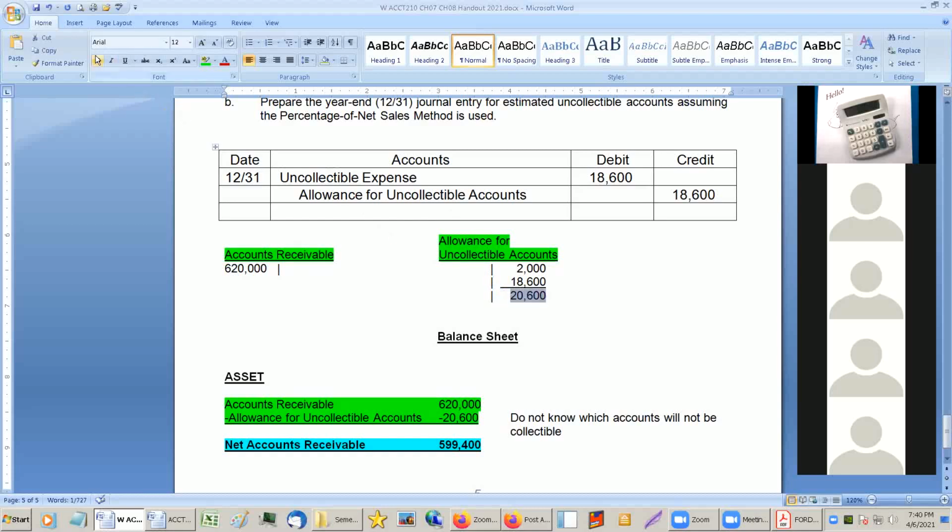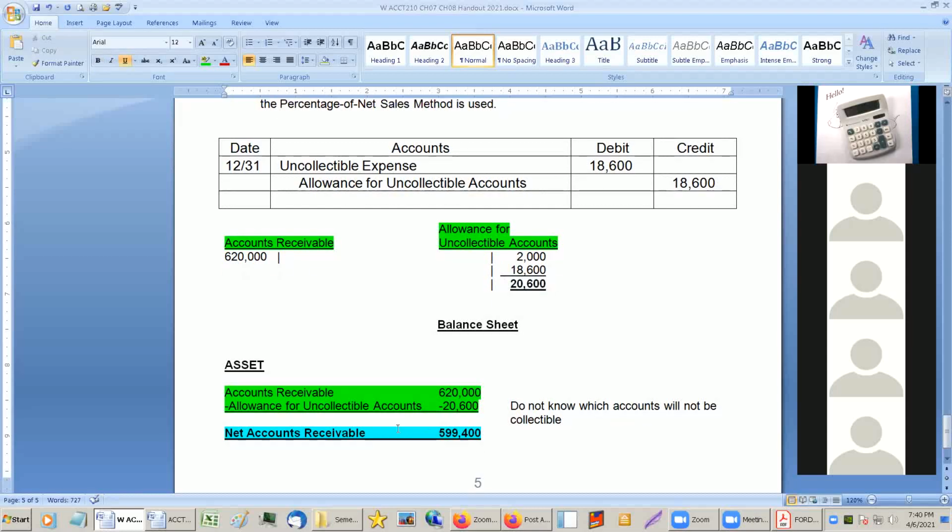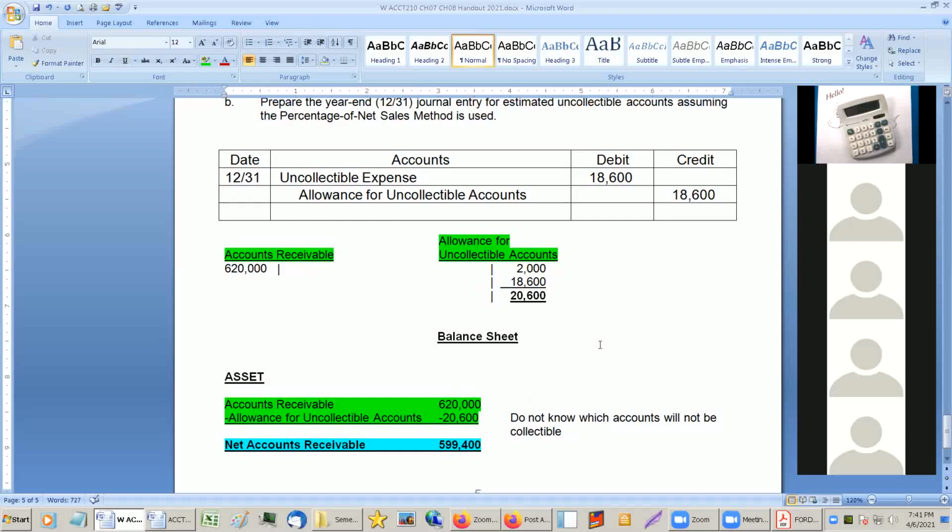And so we're making this estimate, and this estimate is we don't think we're going to collect 620,000. We think 20,600 is not going to be collected. And so this is really what we believe we're going to collect on this. Any question on that?